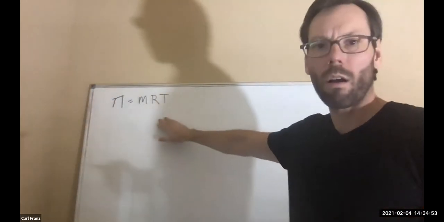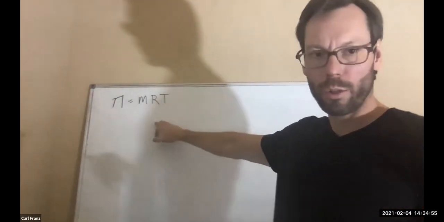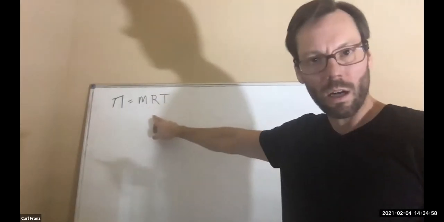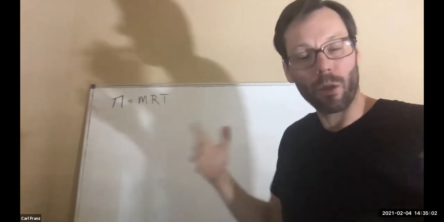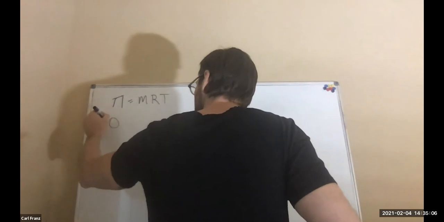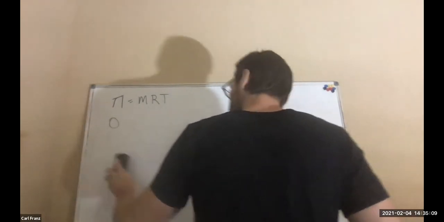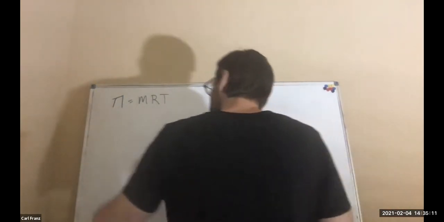Okay, so this is our equation. Osmotic pressure equals molarity times gas law constant times temperature. And so what are we given? We're given that the molarity is 0.30.